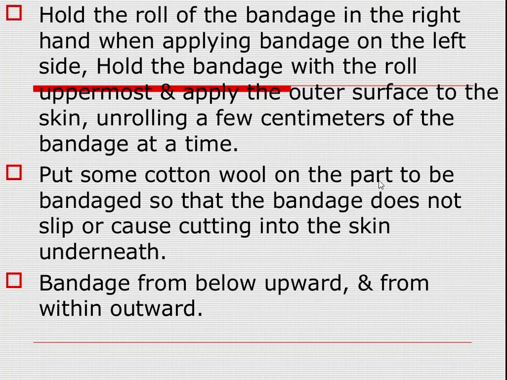Okay, I'm repeating these three. Holding of the roll of the bandage in the opposite hand and the outer side should be applied, and after that unrolling of the material can be done. Next, we are putting some cotton. The two mechanisms help to prevent slipping of the bandage and cutting into the skin underneath. Bandage from below upward means if any longer part, then below to upward, and from within to outer or center to periphery.